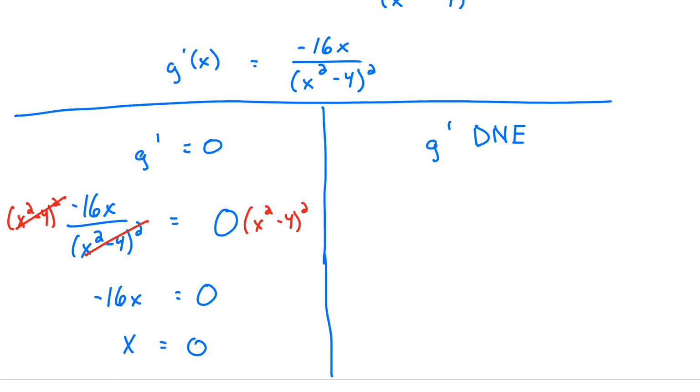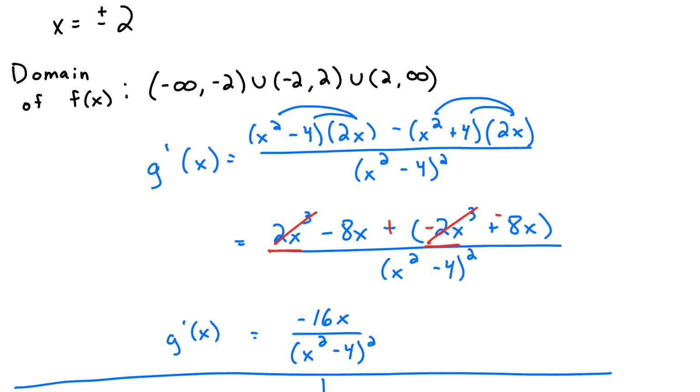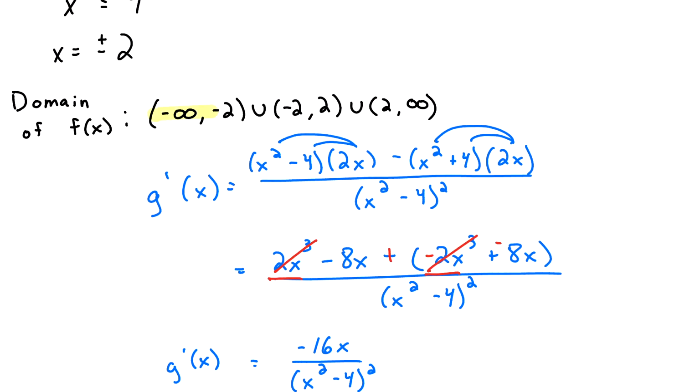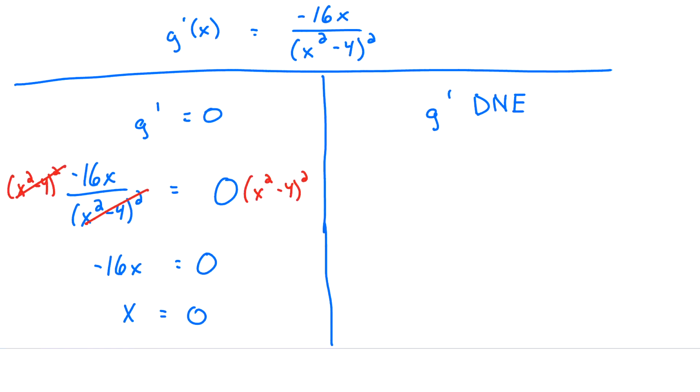I did have some problems with my domain, though, so I need to check and make sure that 0 is in my domain. Does it live in the domain of the function? Well, we said our domain here was negative infinity to negative 2, negative 2 to positive 2, and positive 2 to positive infinity. Essentially, remember we said everything except for negative 2 and positive 2. Well, 0 is not negative 2, and it's not positive 2, so that means that x equals 0 is going to be a critical number.